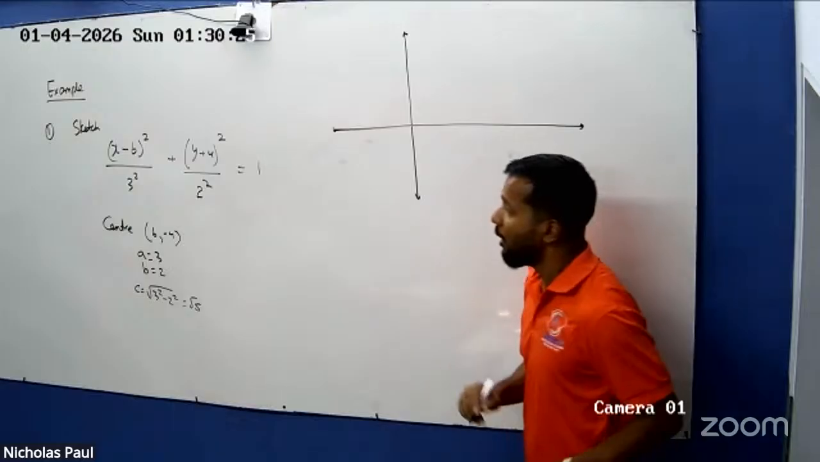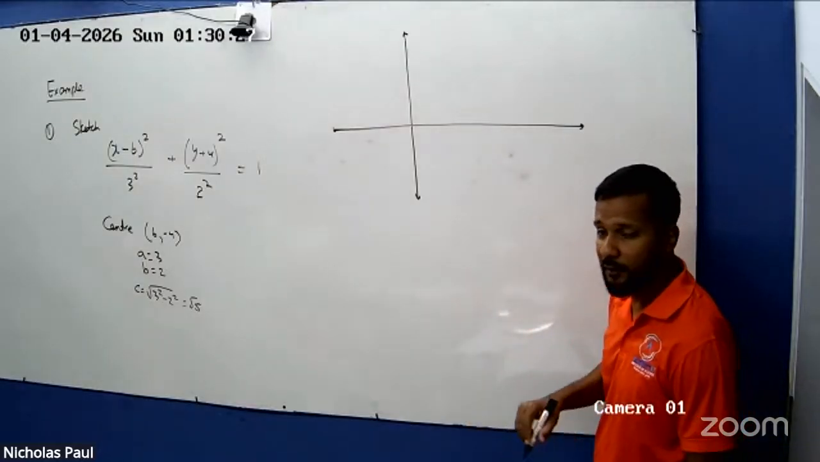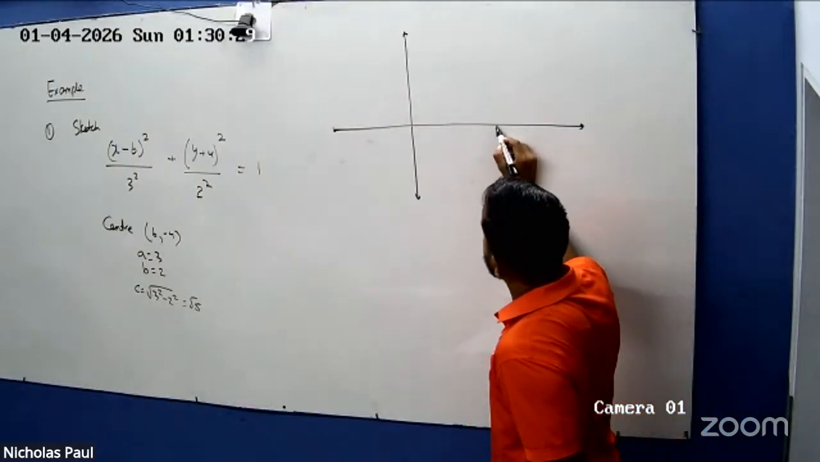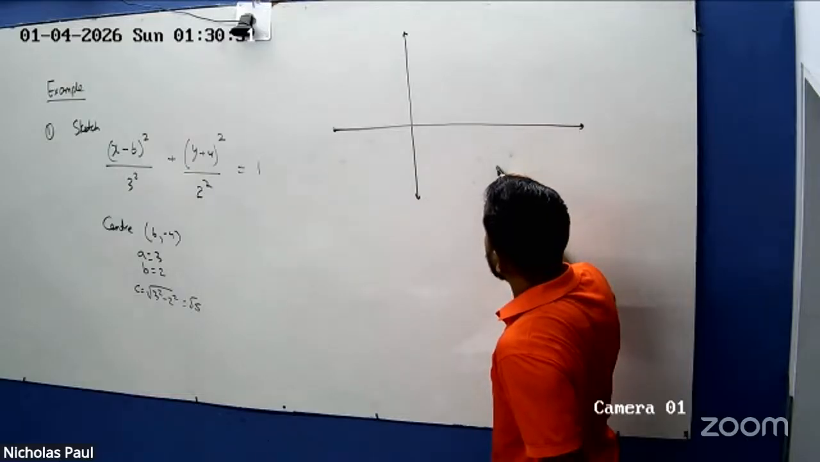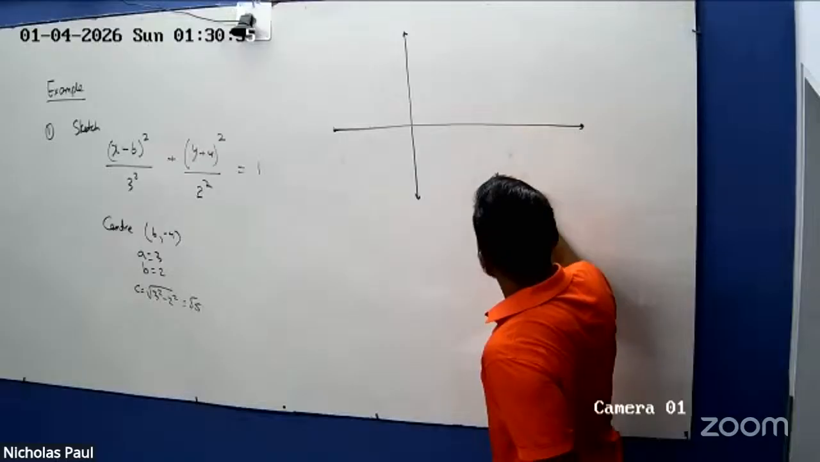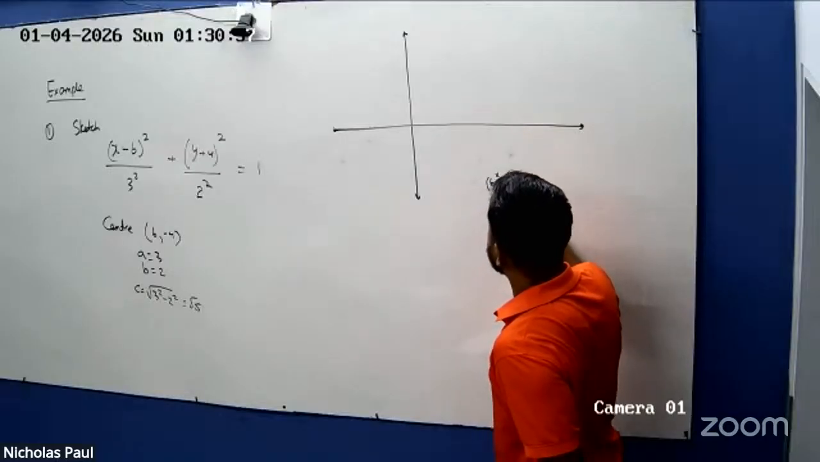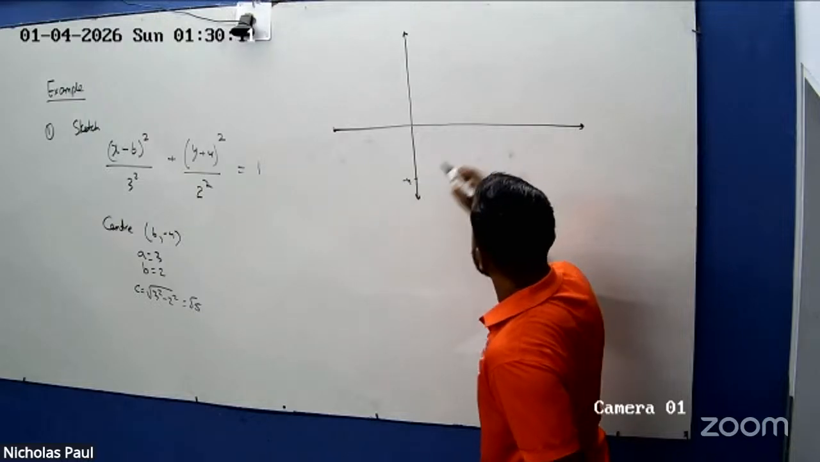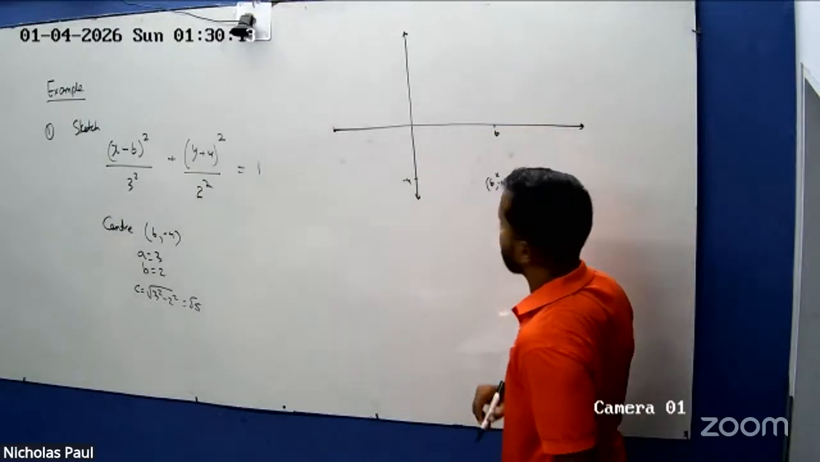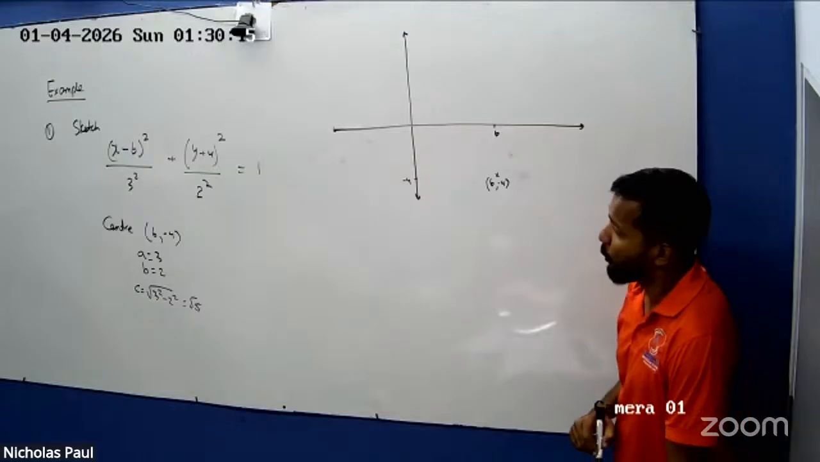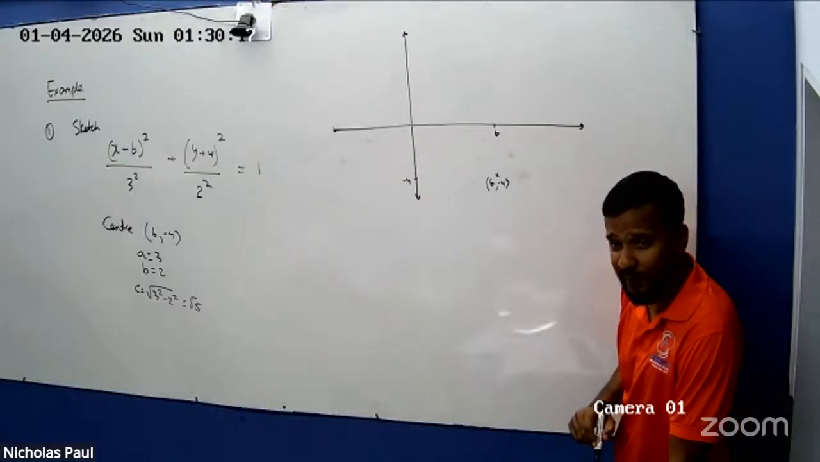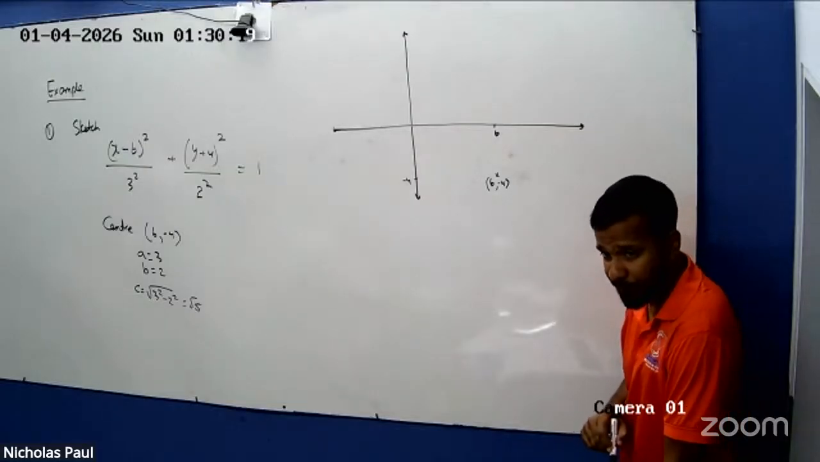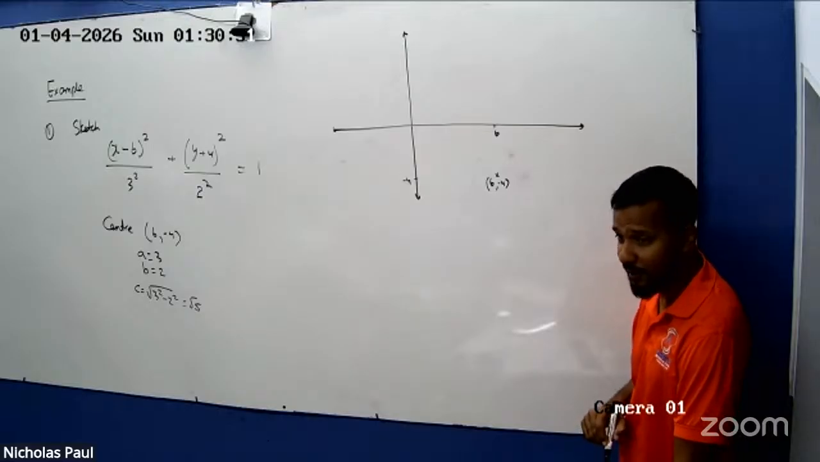So the center is what? Your center is 6, minus 4. So that's somewhere here. This value is minus 4, this value is 6. Which one is the major axis, X or Y? X is the major axis, right?